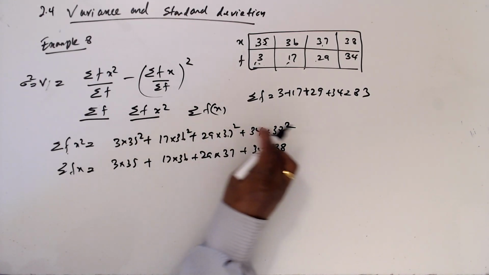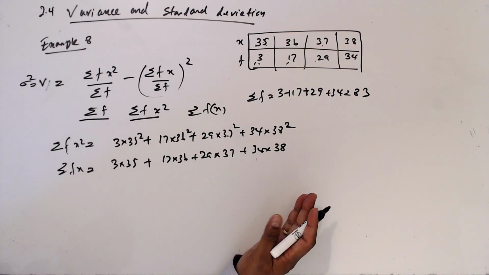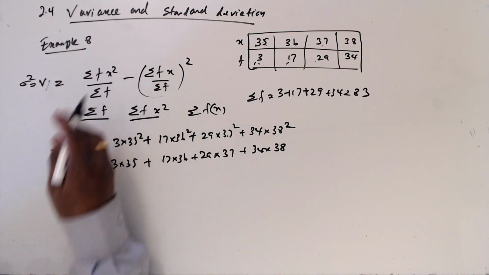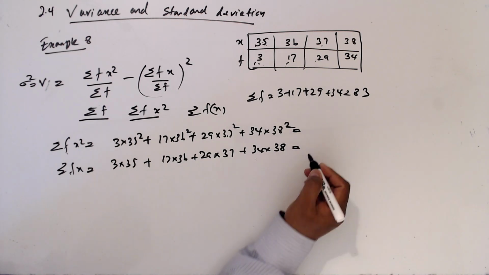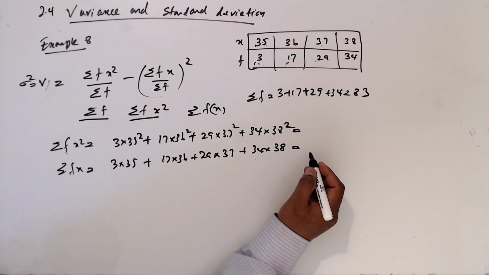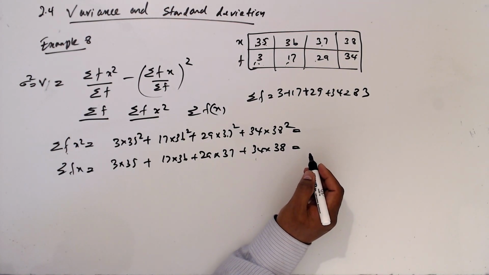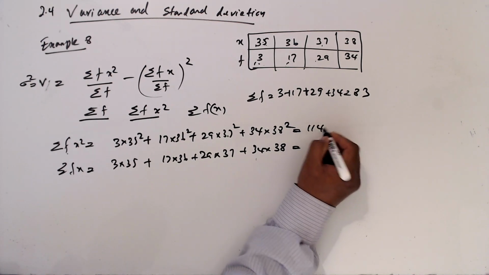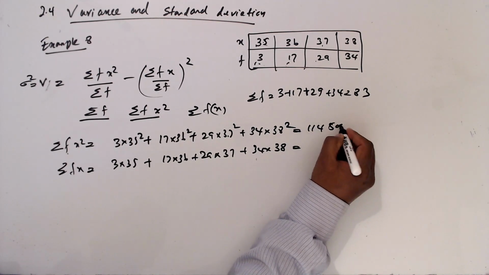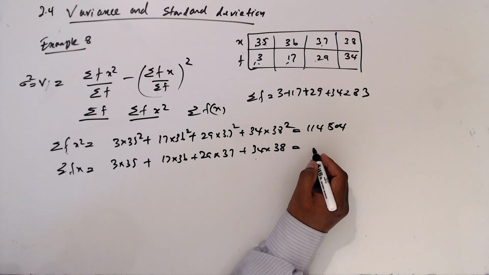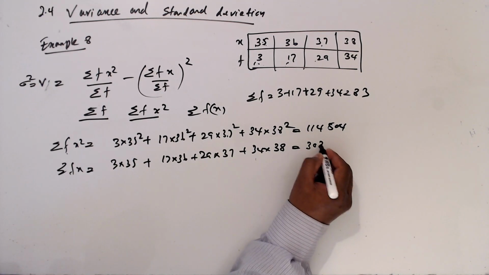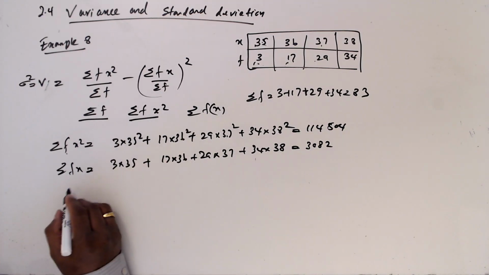When you drop this square part, that is this one. Then substitute these values. This is 114,504, summation fx is 3882, and let's substitute now.